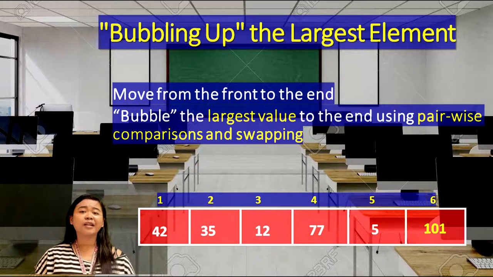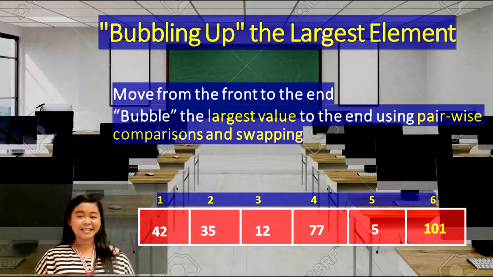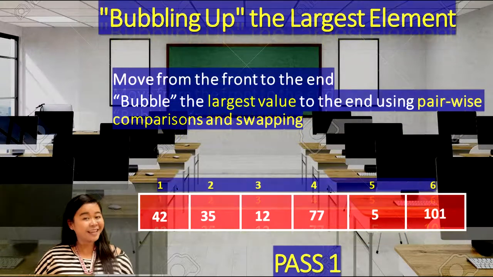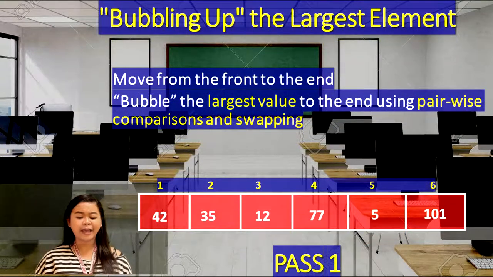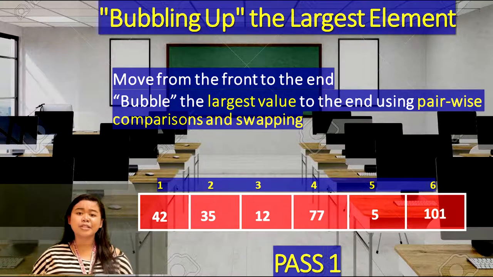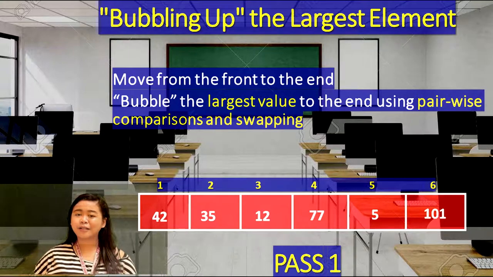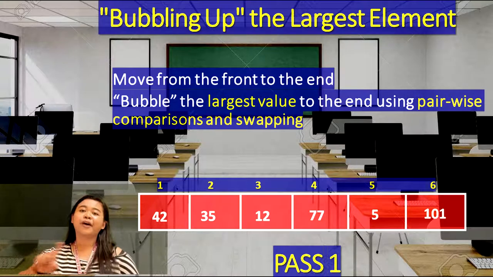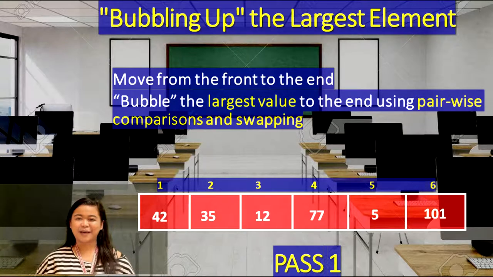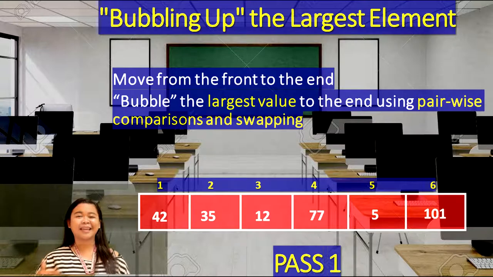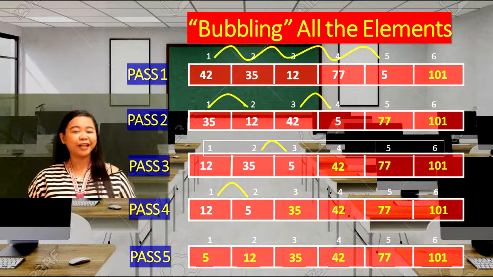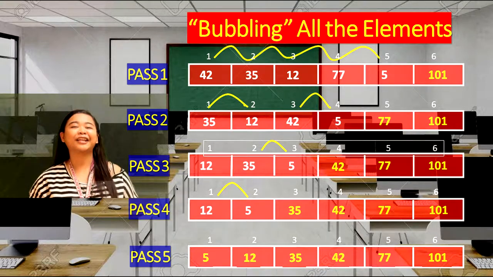But we're not yet finished, because as you can see, some values are not yet in correct order. So still, we have 42, 35, 12, 77, 5, and 101. The lowest value, which is 5, is still in the middle part. Our goal is that all the values are in correct order. So we apply the steps again, and so on and so forth, until they reach the correct order. As I said earlier, we are not yet finished because the values are not yet in correct order.